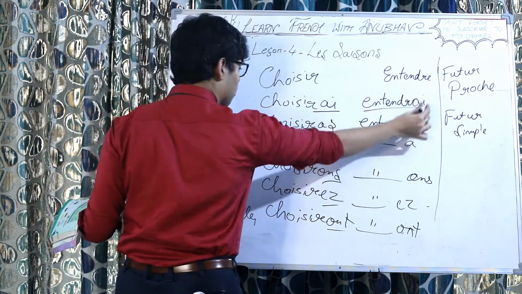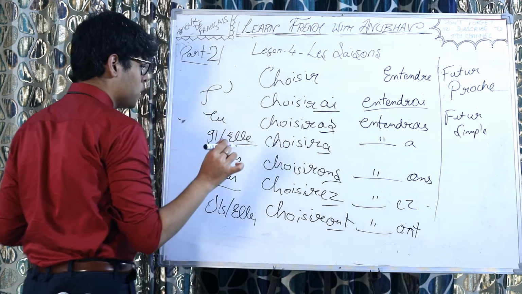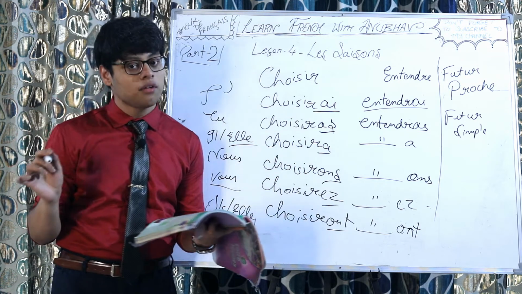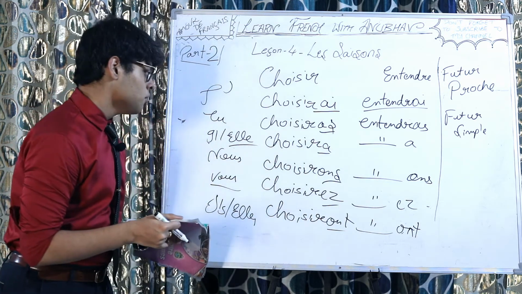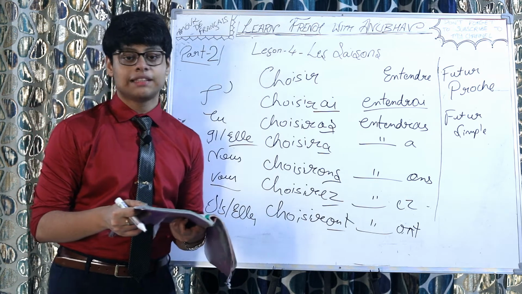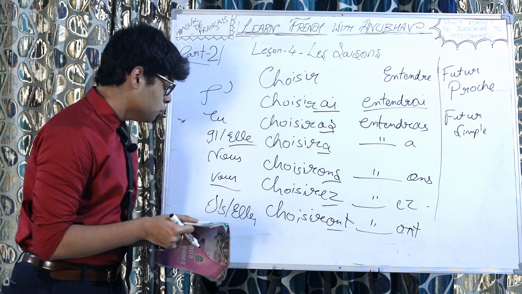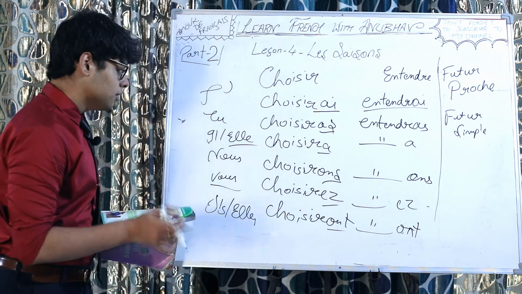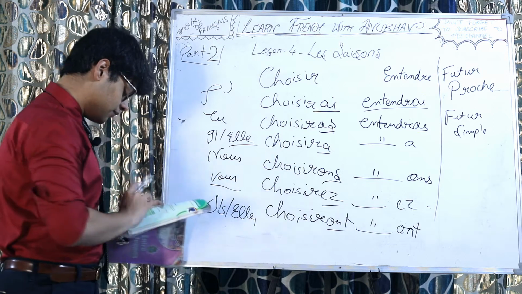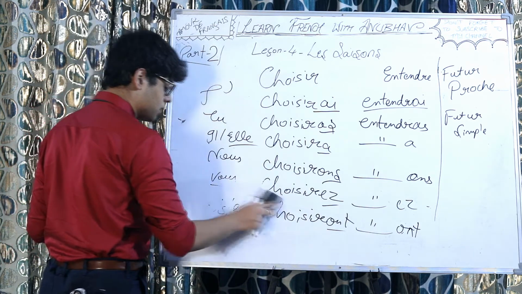And one more thing. For entendre, je will become j apostrophe, because entendre begins with a vowel. So j'entendrai, I will listen. Tu entendras, you will listen. In the same manner, il entendra, he will listen. Nous entendrons, we will listen. In the same manner, we can translate it. So that was all for Futur Simple exercise, which was given right here. Let's just end it and move further.